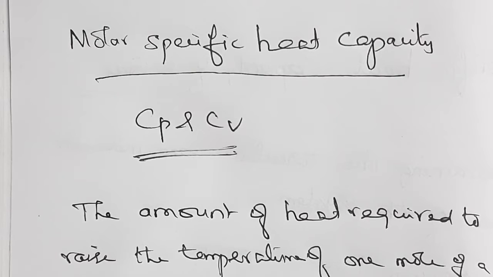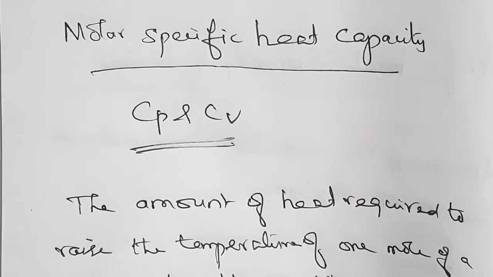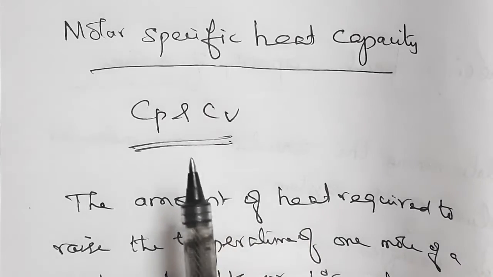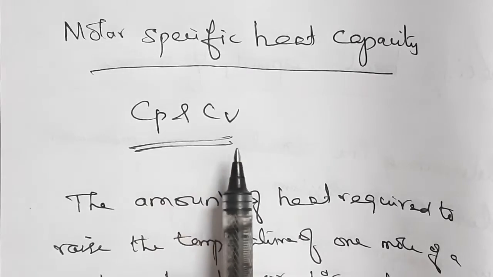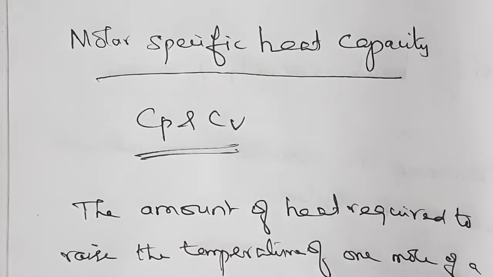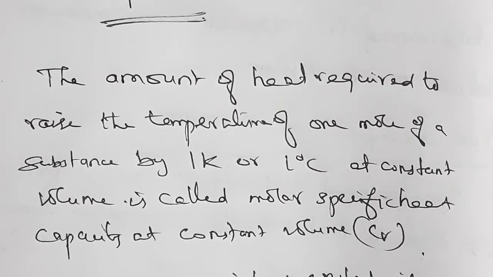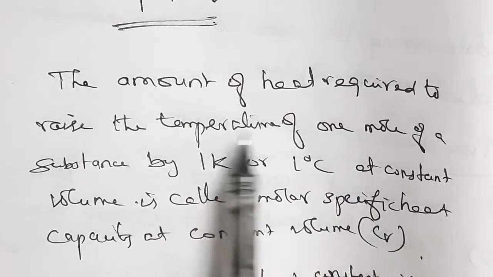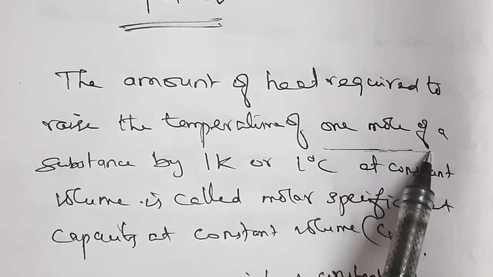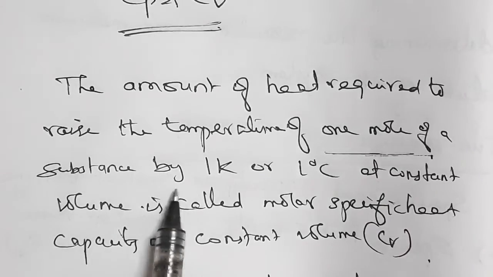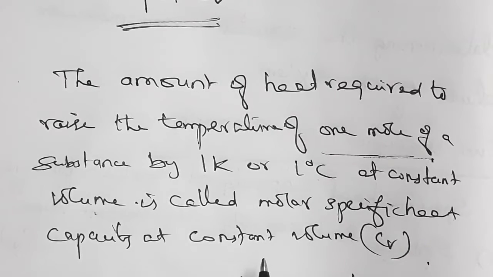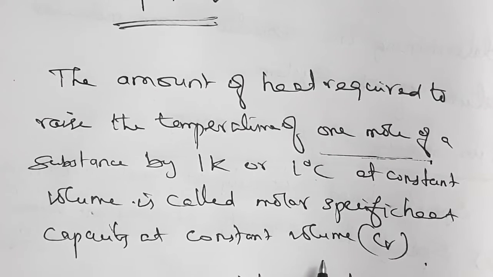Now let's discuss molar specific heat capacities, denoted by Cp and Cv. There are two molar specific heat capacities, Cp and Cv. So what is Cv? The amount of heat energy required to raise the temperature of 1 mole of a substance by 1 Kelvin or 1 degree Celsius at constant volume is called molar specific heat capacity at constant volume, Cv.